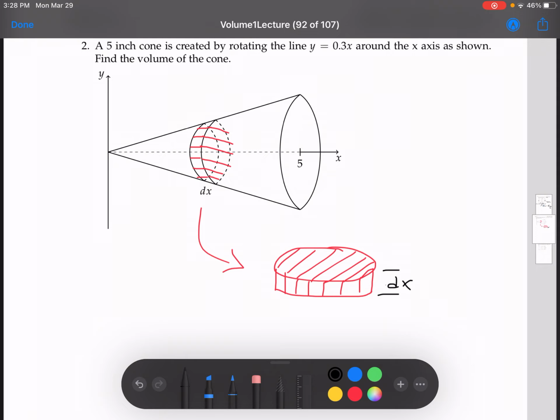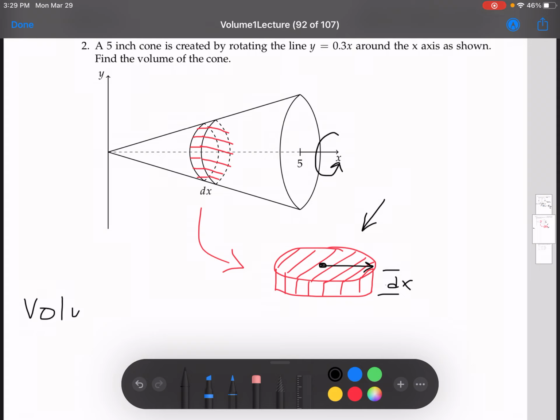And I want to stress that the top of this disc is in fact a circle, because we're rotating these things around the x-axis, we're creating circles. At each x along here, at each x from 0 to 5, we have a different circular cross section. The circles get bigger as we move from x equals 0 to x equals 5. So wherever we're at, whatever x we're at, there's some radius here.